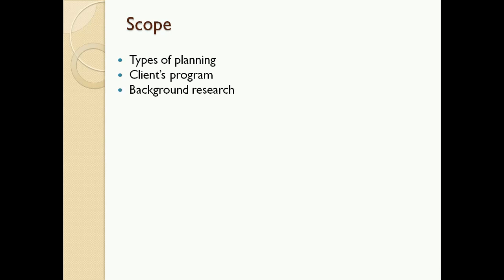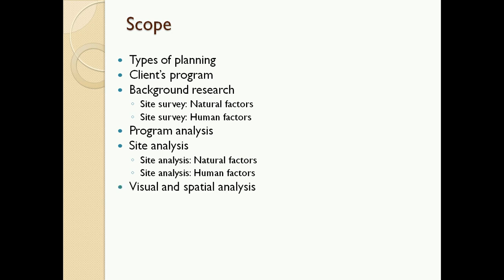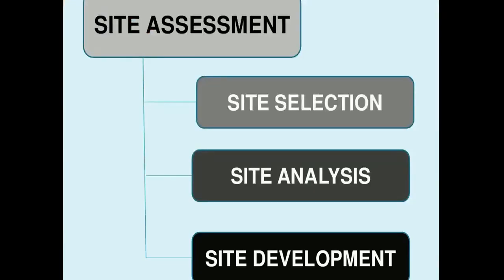So in the client's program, in the background research, site survey for natural factors, site survey for human factors, then program analysis, then site analysis. What is the exact meaning of site analysis we will see further. Then in site analysis: natural factors, then human factors, again visual and spatial analysis. In the site assessment there are three segments. First one is site selection, then site analysis and site development. So these are the three aspects of any construction project. Selection of site comes first, after that site analysis and site development, and the entire process comes under the site assessment.